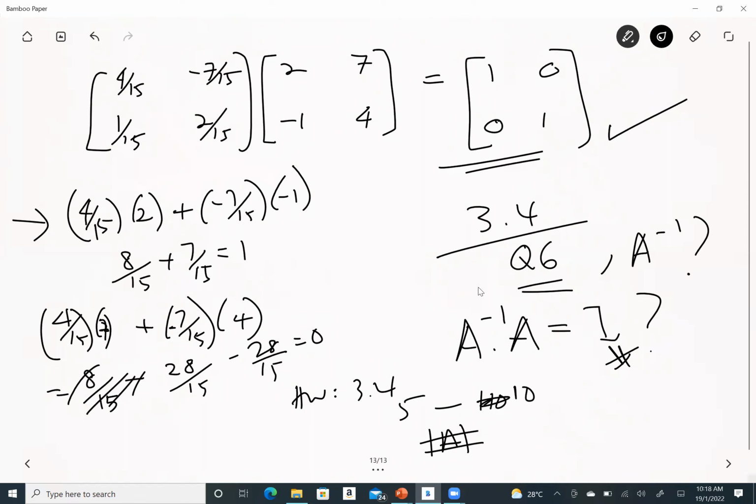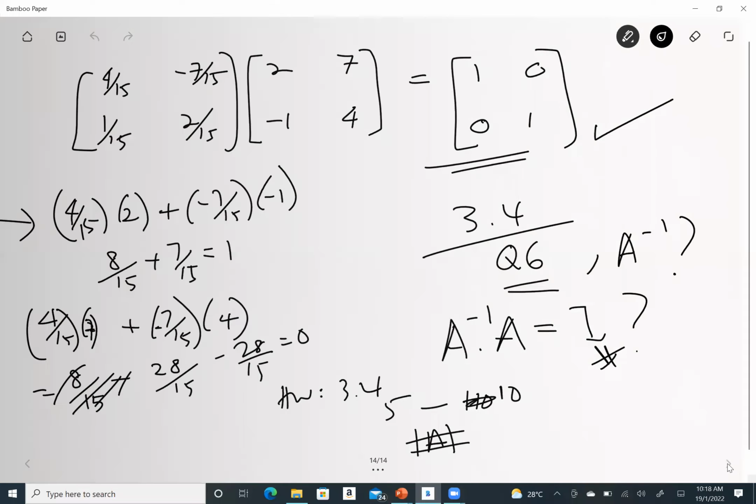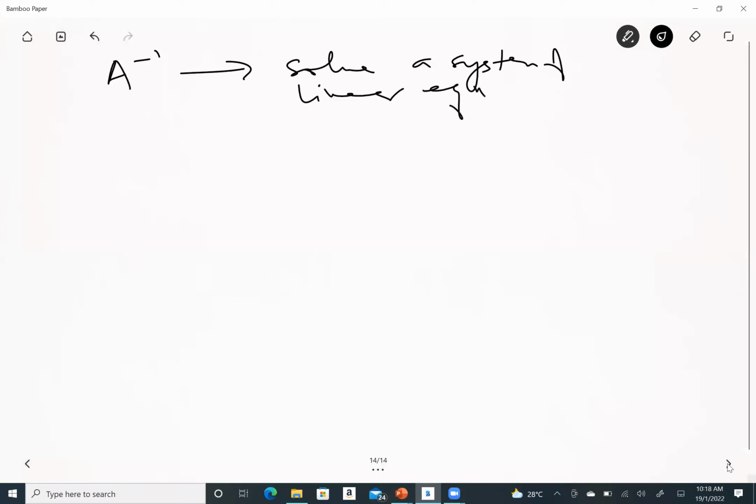Okay, all right, good. Now, we can use the inverse to solve a system of equations. So we're going to make use of that. So the inverse is used to solve a system of equations. Here, linear equations. Give you a 2 by 2 or 3 by 3.